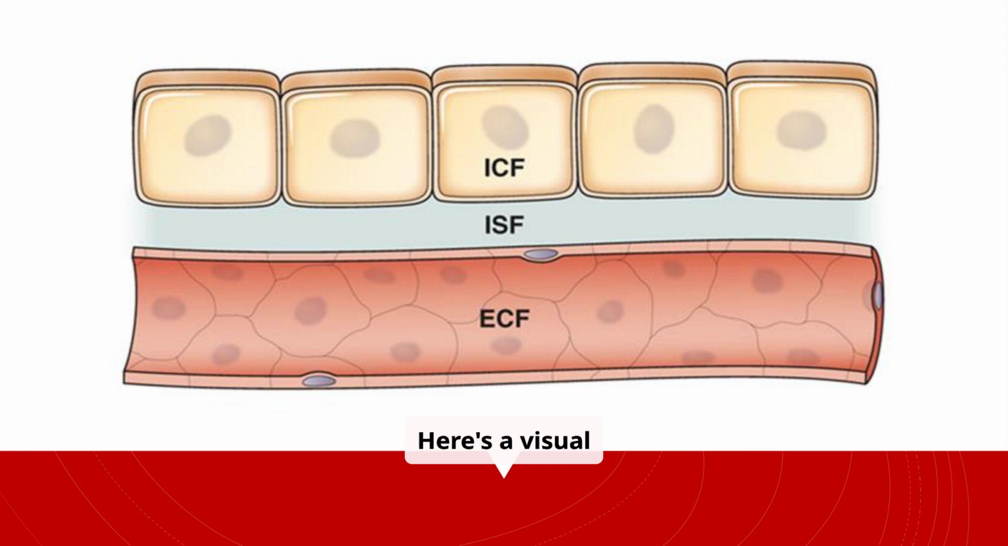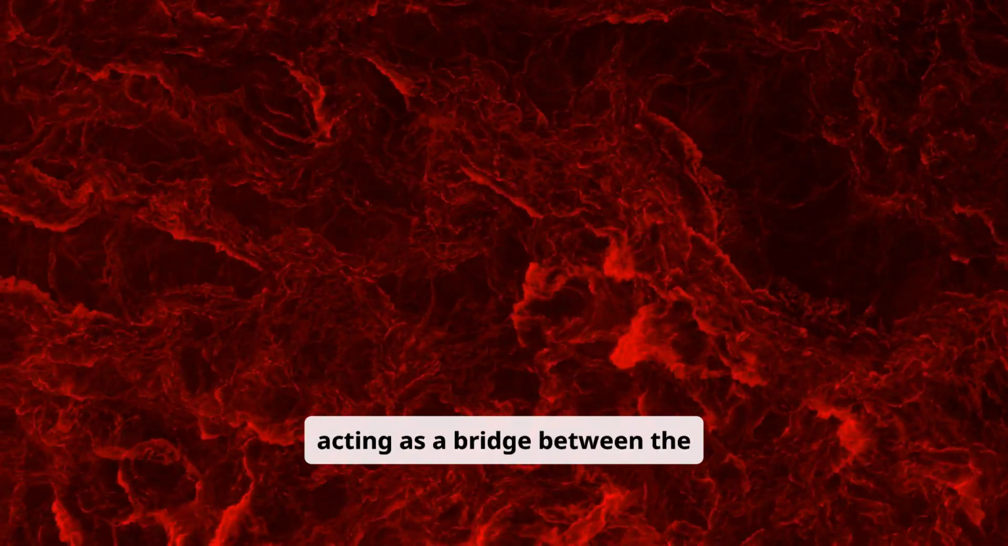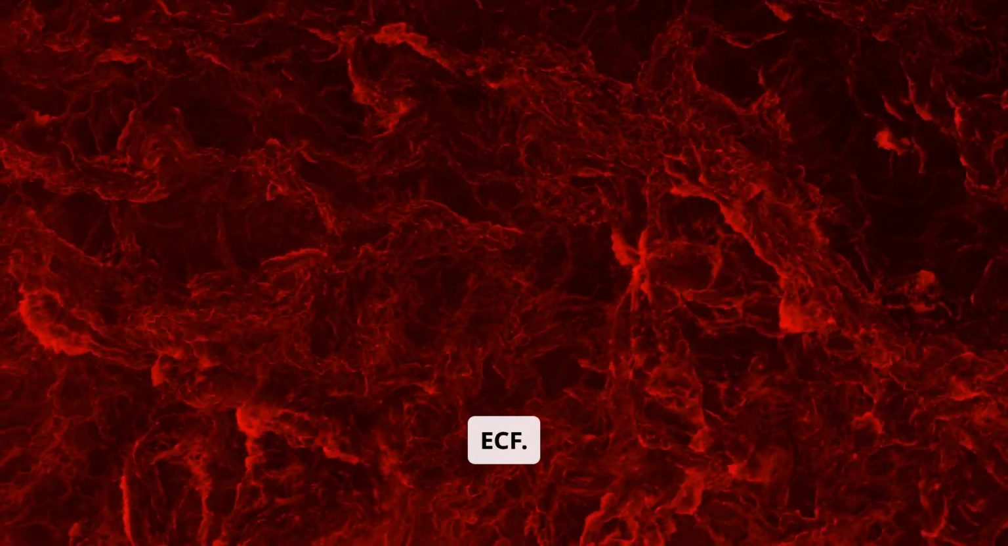Here's a visual representation of how these fluids are distributed. Intracellular fluid, or ICF, is inside the cells. Extracellular fluid, or ECF, is primarily in the blood vessels, and interstitial fluid, or ISF, surrounds the cells, acting as a bridge between the ICF and ECF.